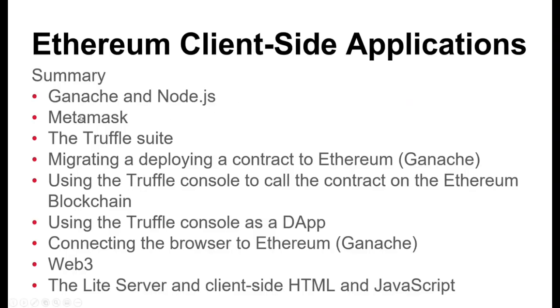So in summary, we looked at Ganache, Node.js, and MetaMask. We discussed the Truffle suite. We were migrating and deploying a contract to Ethereum. We used Truffle console to call the contract, and we started to interact with it to understand how our client-side application will interact with Ethereum. And we used the Truffle console as a dApp, and then we used Web3 and the other node packages to help us build a client-side application.